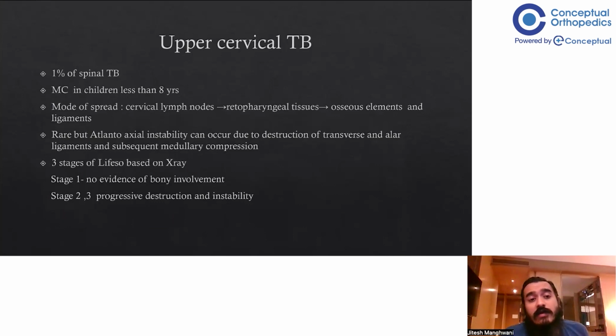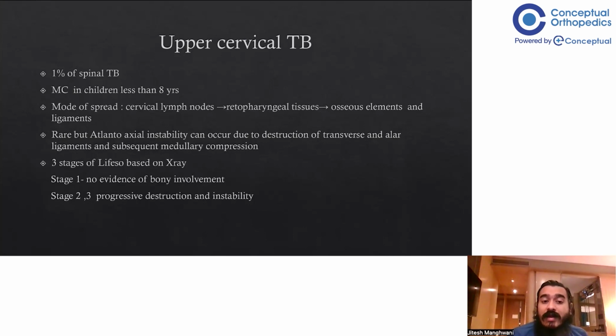Upper cervical TB. So upper cervical TB is there in 1% of the cases of overall spine tuberculosis. Most commonly, it is seen in children who are less than 8 years of age. What is the mode of spread? So cervical lymph nodes, from there to the retropharyngeal tissues, osseous elements and ligaments. So this is how the spread happens. So from the cervical lymph nodes, it will involve the retropharyngeal tissues and then the bony structures and the ligaments.